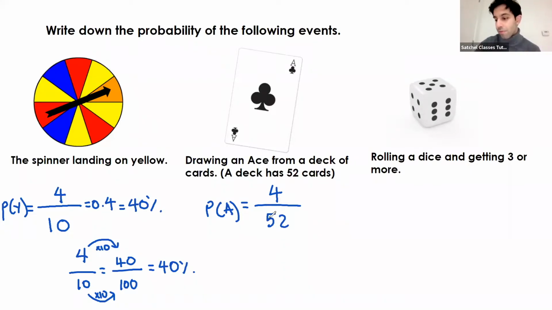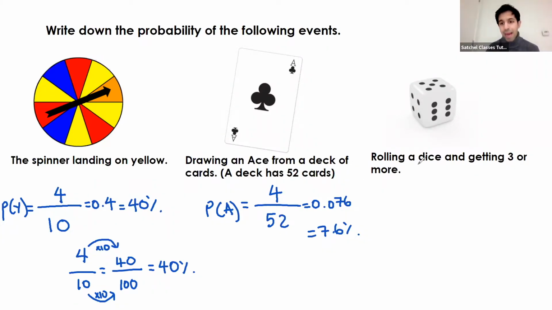Now, if I do 4 divided by 52 on my calculator, I would get 0.076, which is roughly 7.6%. So we have a 7.6% chance of drawing an ace from a deck of cards.